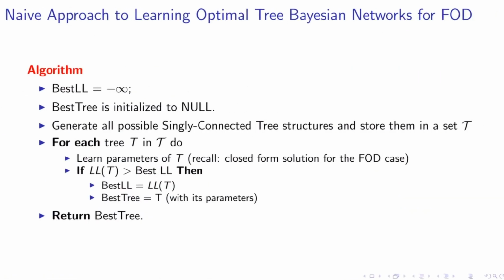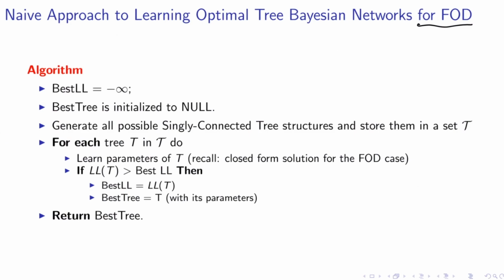Before I present the more efficient, polynomial time algorithm for learning tree Bayesian networks, let us consider the naive approach for learning tree Bayesian networks from data, under the assumption that our data is fully observed, the FOD case. Okay, so here is a naive algorithm.